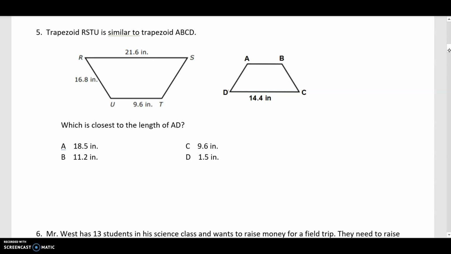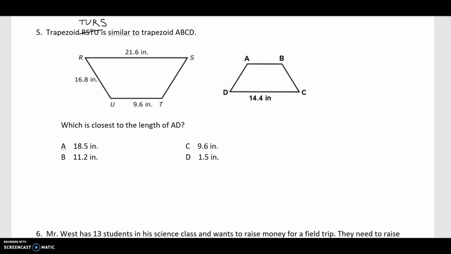Okay, so trapezoid RSTU is similar to ABCD. In my class, these letters aren't quite right. If we have A, B, C, D, then it's going to be T, U, R, S. If you're trying to use that to figure out the corresponding sides, that's what you're going to do.